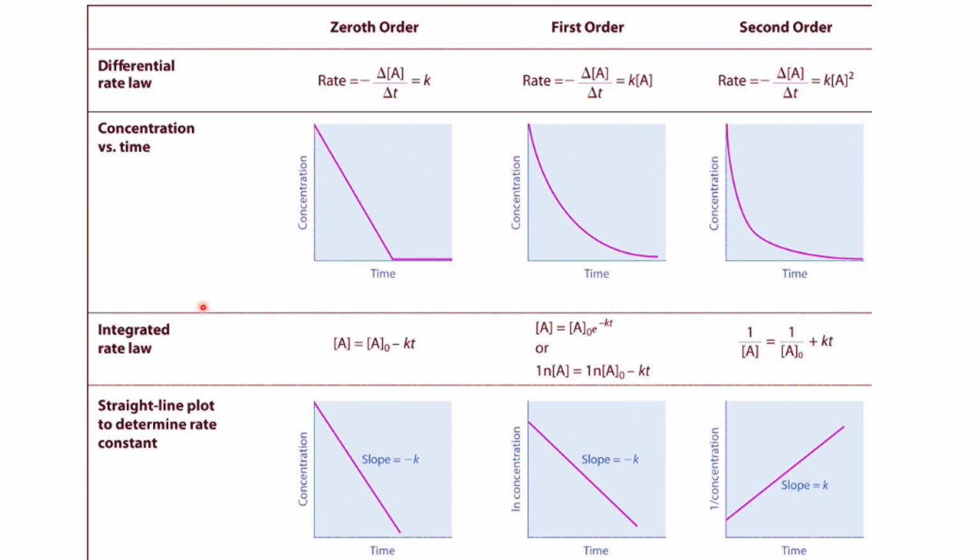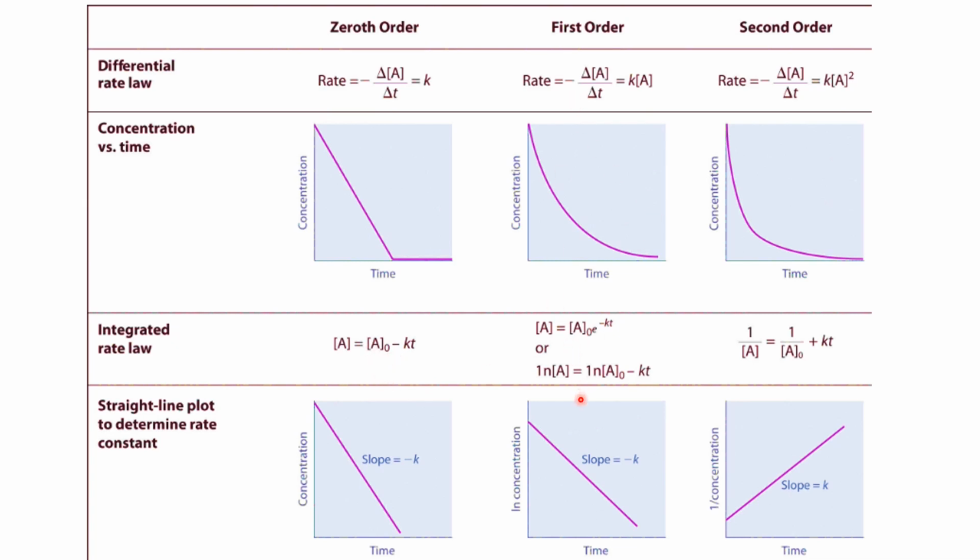Now when we are writing the integrated rate law, integrated means we have done some integration in this equation. When we do the integrated rate law for zeroth order, it is concentration of A is equal to initial concentration of A minus kt. Whenever the 0 is written at the subscript, it shows that this is the initial concentration.